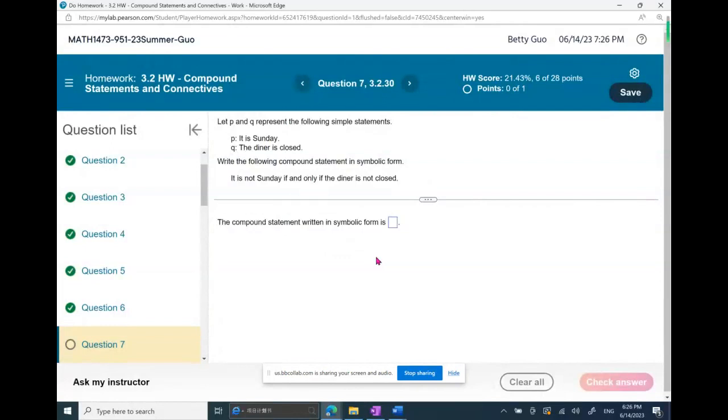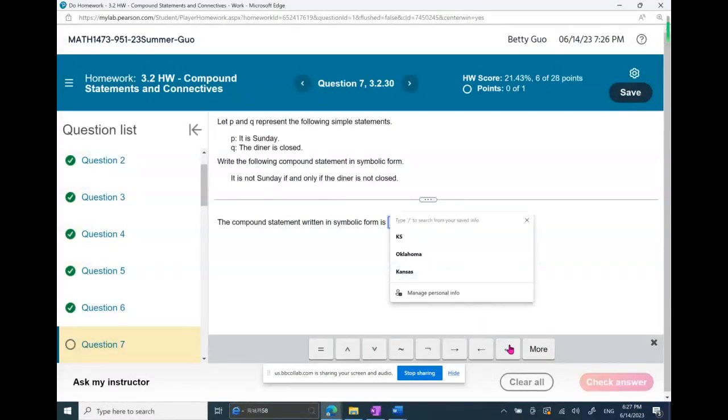P is a statement that it is a Sunday. Q is a statement that the diner is closed. The dining place is closed. Write the following compound statement in symbolic form: It is not Sunday if and only if the diner is not closed. Okay, if and only if is this symbol. When you see this symbol, the double arrowhead, that is if and only if.